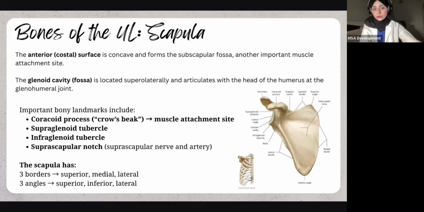Did I pronounce it as coracoid in the beginning? Anyways, the coracoid process. This is an important muscle attachment site. And that's pretty much it.